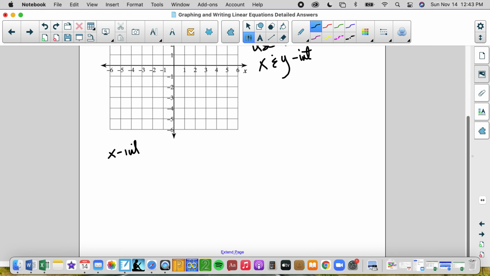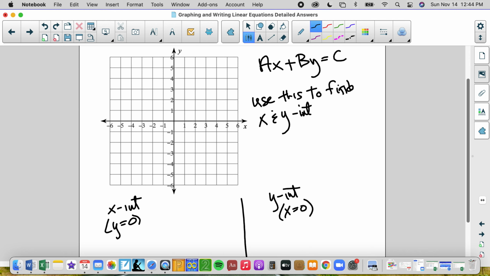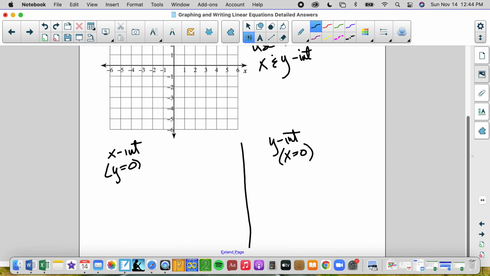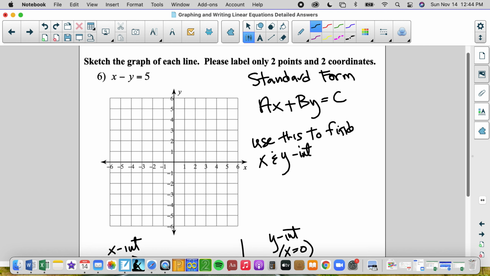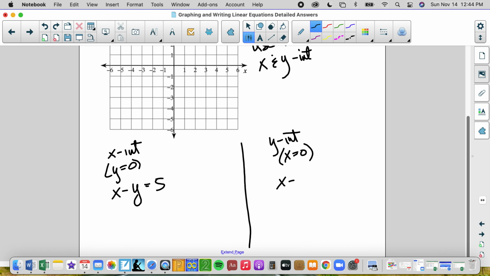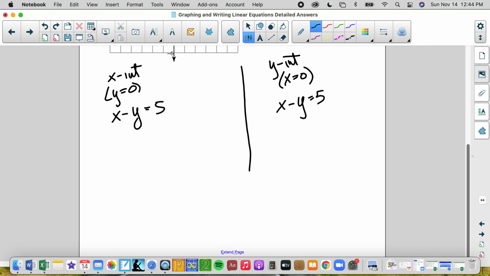The x-intercept is going to cross the x-axis, and we know that when it crosses our x-axis, my y value is always going to be 0. And likewise, in its inverse, the y-intercept, I know that my x value is always going to be 0. Having an x value of 0 brings it down onto that y-axis. So we can use this equation, x minus y equals 5. And we know it's in standard form because the x and the y are on one side and your constant is on the other. So we will substitute a 0 in for y.